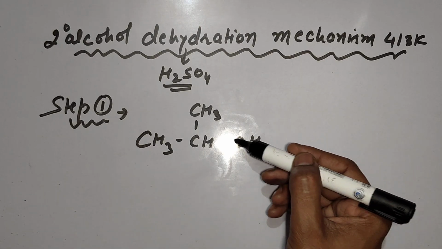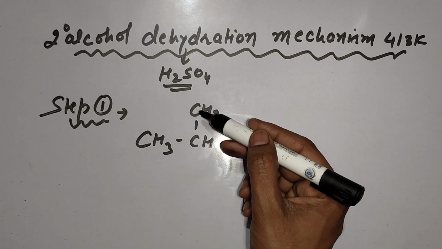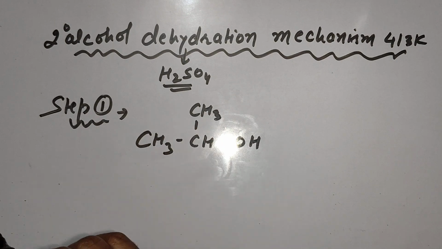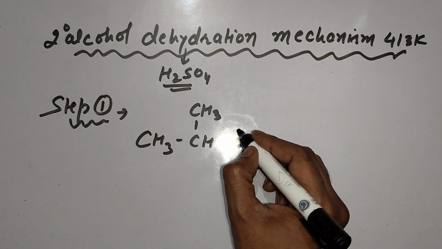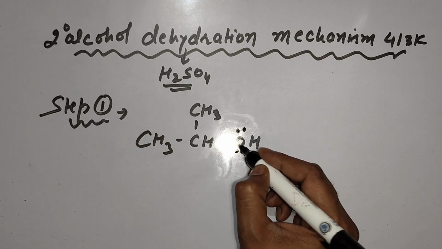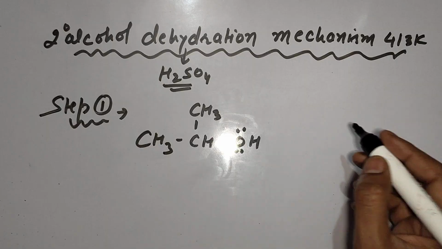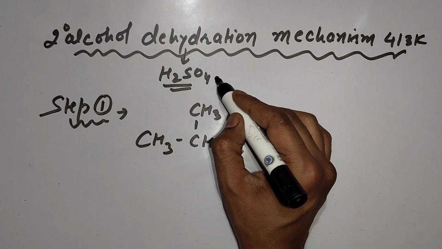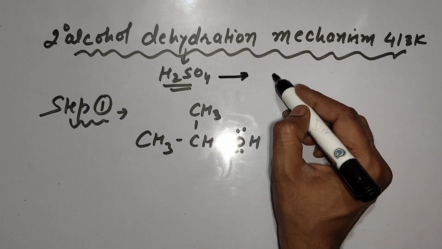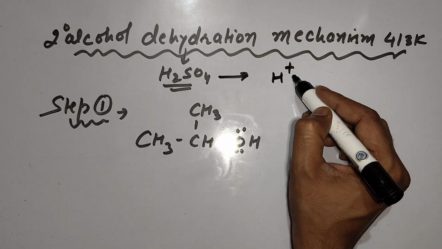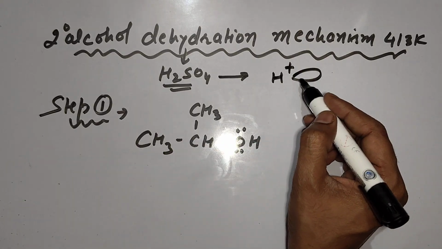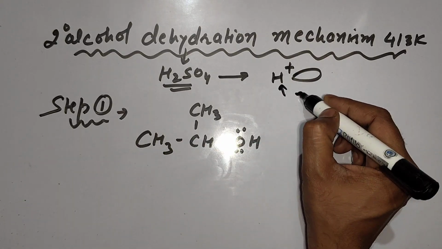Propane 2-ol, with OH connected to this carbon, which is further directly connected with 2 carbons. So this is a 2 degree alcohol. In alcohol, the OH group is there, with oxygen carrying a lone pair. Now, in step 1, as you know, sulfuric acid will give us H positive ions which have a vacant orbital. So they are working as an electrophile.